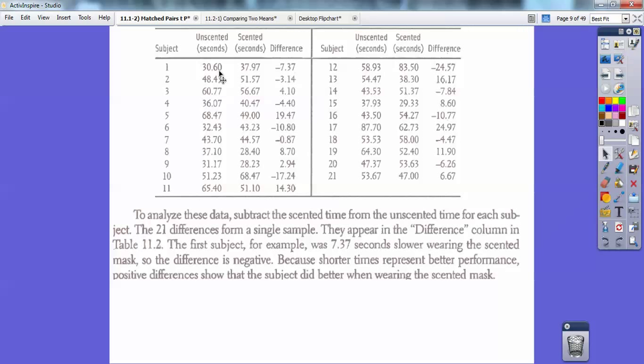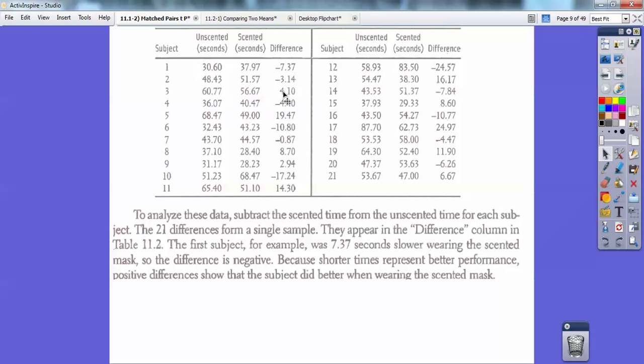All right, so the scented one right here, and this difference is 30.60 minus 37.97, and you get this negative number right here. And they want to see if the scented ones actually made it a faster time. So you can see that this is actually a slower time right here. In fact, it's 7 seconds slower.